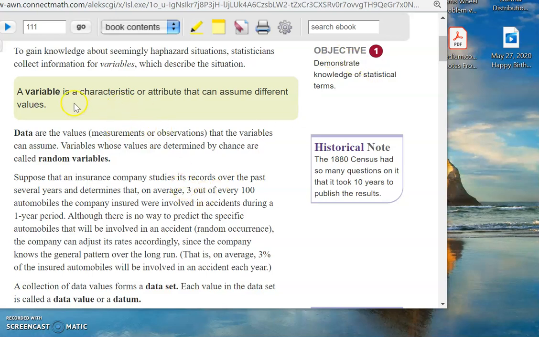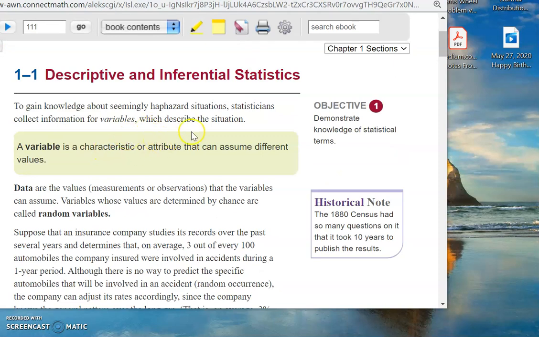All right, so we just talked about what a variable is. We said that it's something that is a characteristic or an attribute. So if we're measuring the height of fifth graders, that is a variable. That kid himself, that fifth grader, he is not the variable. The variable is whatever the characteristic is that we're looking at: height, weight, grade point average, that sort of thing.